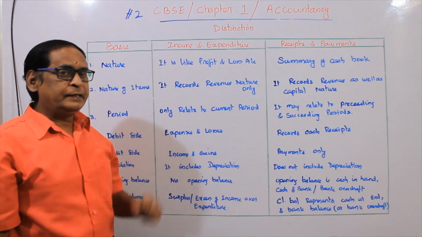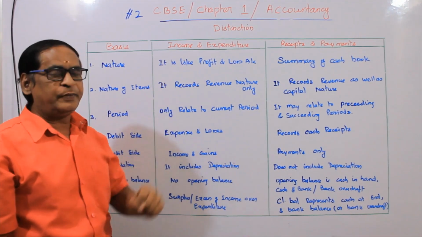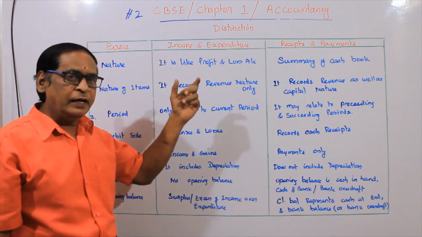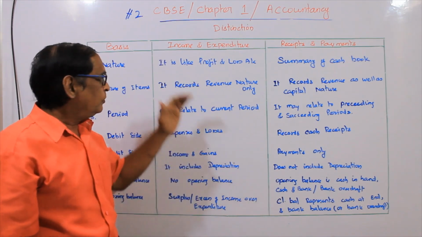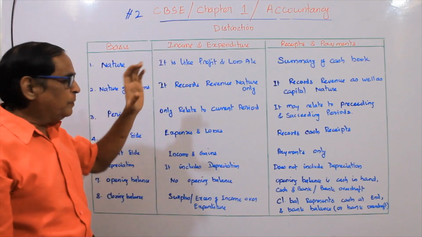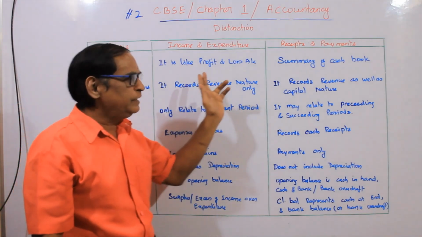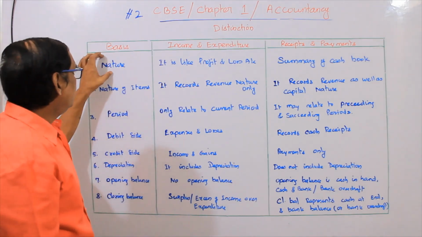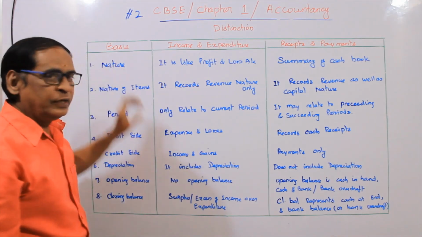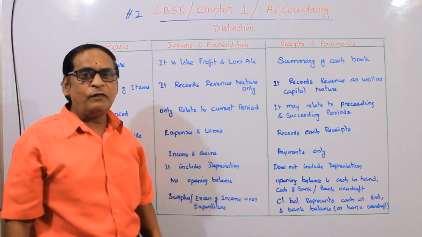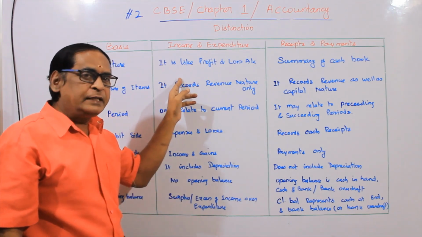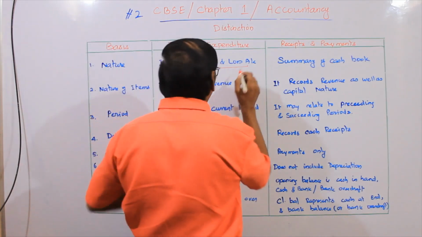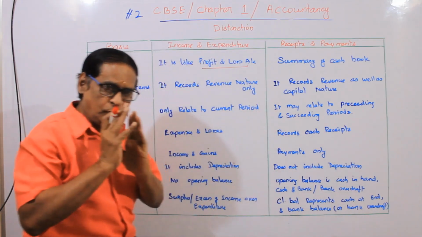Let's see the distinction between income and expenditure account and receipts and payments account. Both we have already explained. Anyhow, please keep in mind the important difference between these two. The first difference is the nature. On the basis of nature, it is like a profit and loss account. It is the same as a profit and loss account. So both are the same.